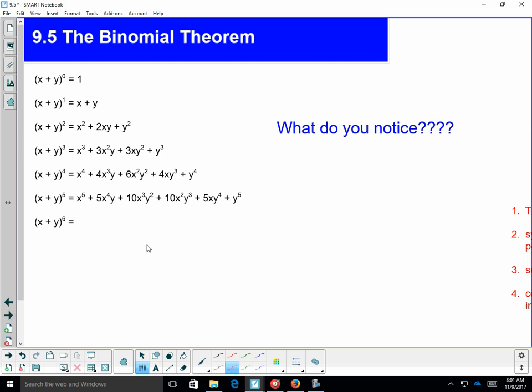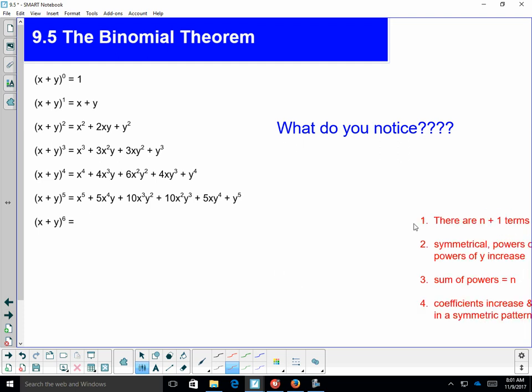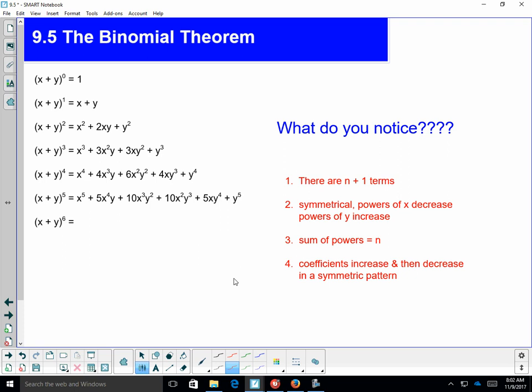Okay, some of the things that you should have noticed is that there is one more term than the power. So for example, if I'm raising something to the second power, I have 3 terms. If I'm raising something to the fifth power, I end up having 6 terms.